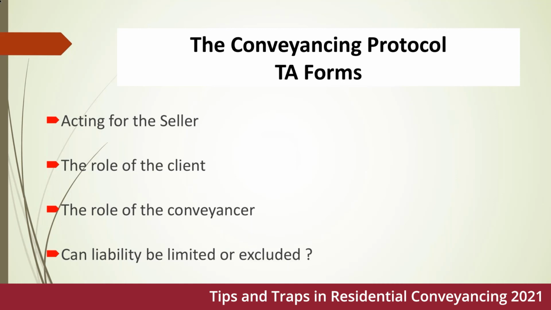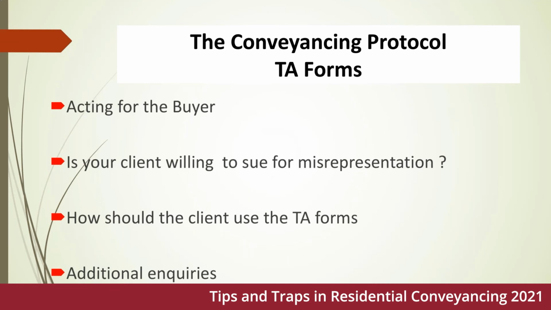From a buyer's perspective, if we're dealing with TA forms, the position is slightly different. I would advise a buyer client that it is potentially possible to sue for misrepresentation if the seller has provided incorrect information within the TA forms, with a caveat. This is going to involve you in litigation. That litigation is likely to be expensive, it's likely to be slow, and there isn't any guarantee that you're going to win. So I always suggest to buyer clients in the residential context that they use the TA forms as a checklist to satisfy themselves as to the questions that have been posed.